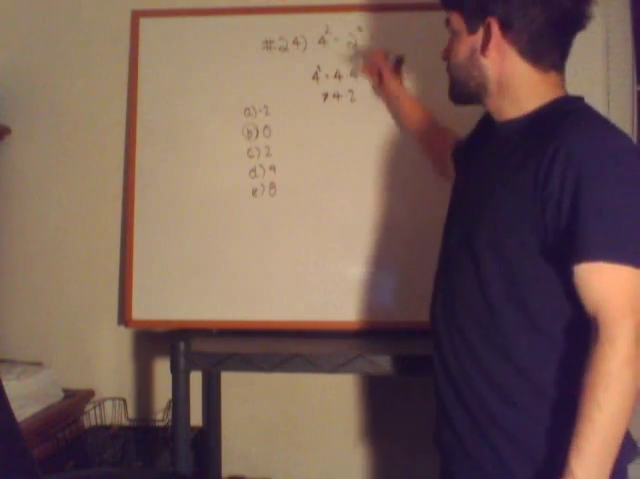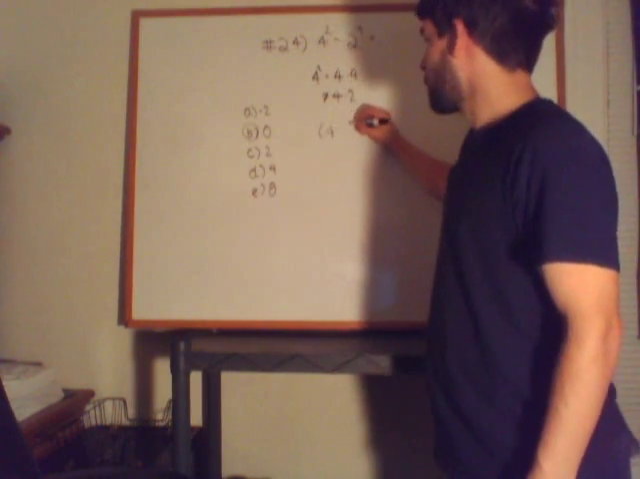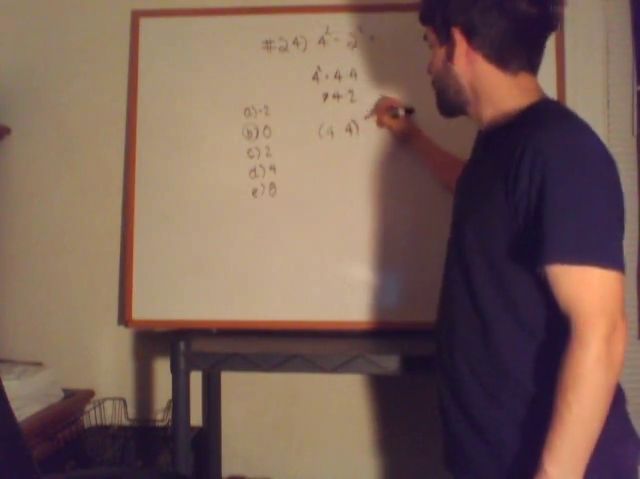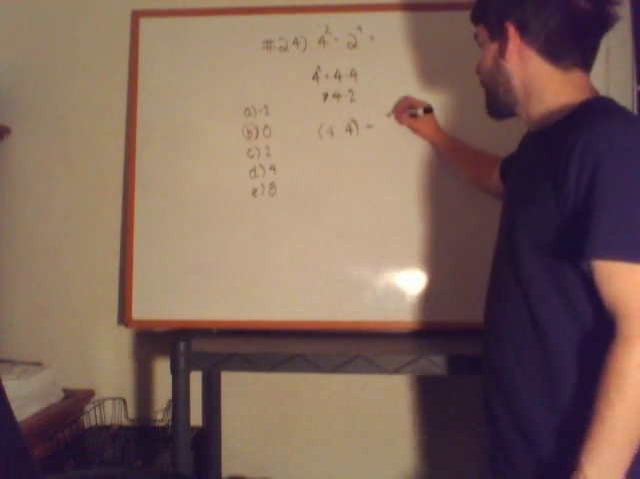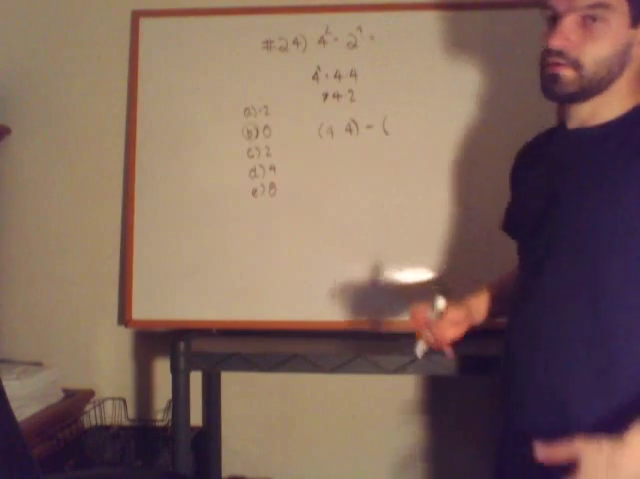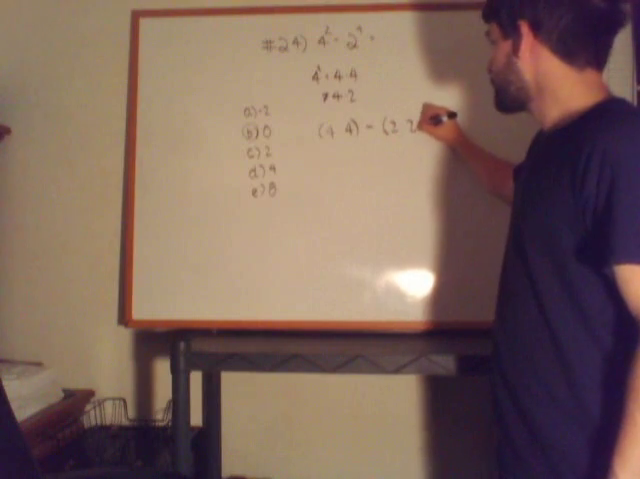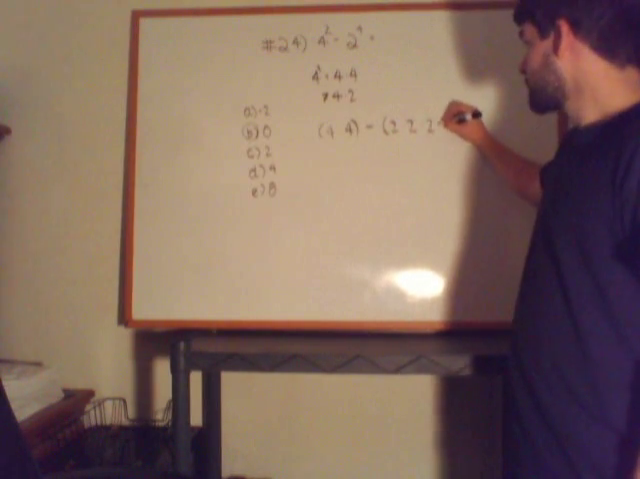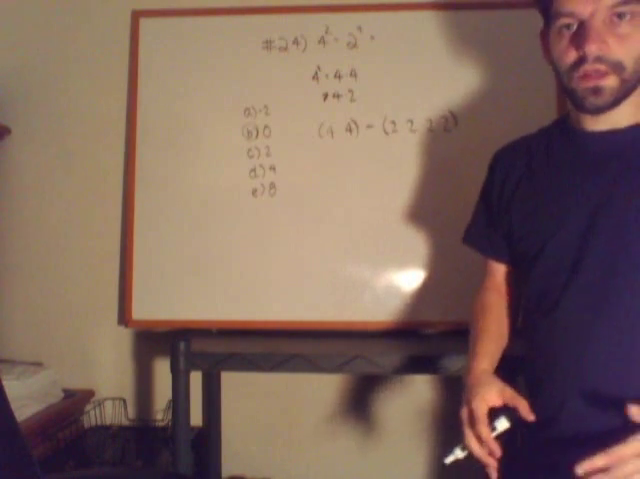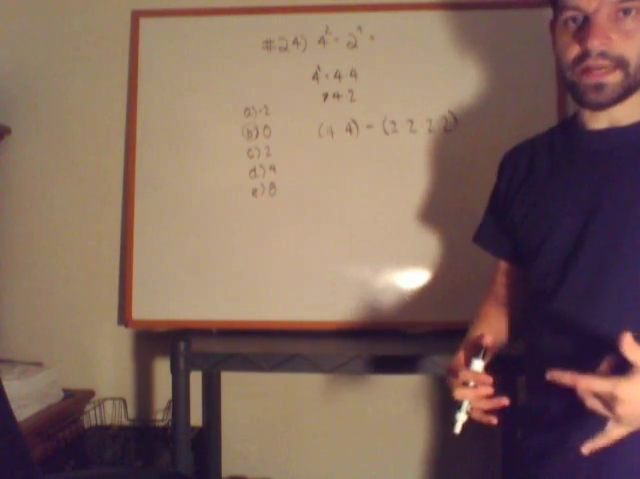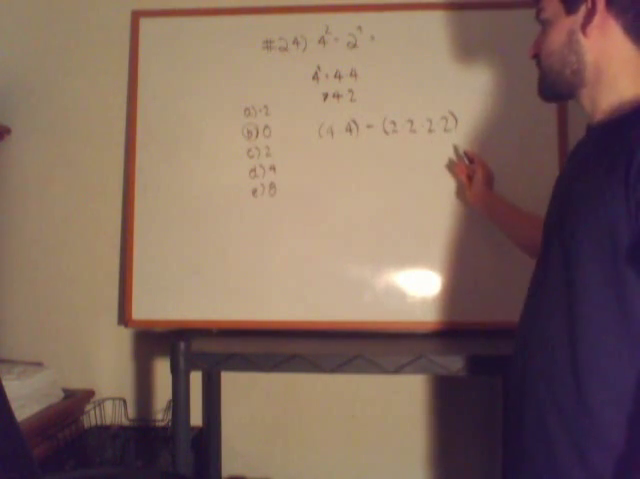So 4 to the second power is equal to 4 times 4. No problem. Then I'm going to subtract, and I'll keep this in parentheses for now, 2 to the fourth power. Now 2 to the fourth power is just going to be 2 times 2 times 2 times 2. Again, I'm expressing it as multiplying 2 by itself 4 times.